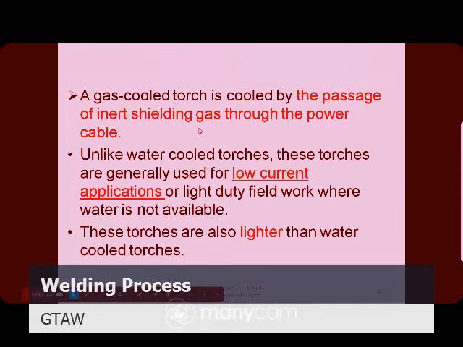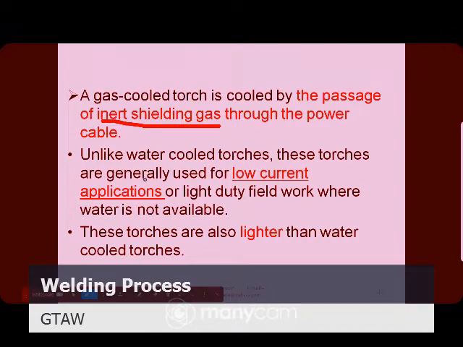A gas cooled torch is cooled by the passage of the inert shielding gas, so there is no need for another gas to cool this type. It is cooled by the inert shielding gas passing through the power cable. So there is no need for another gas to cool the torch. The inert gas by itself can cool the torches.